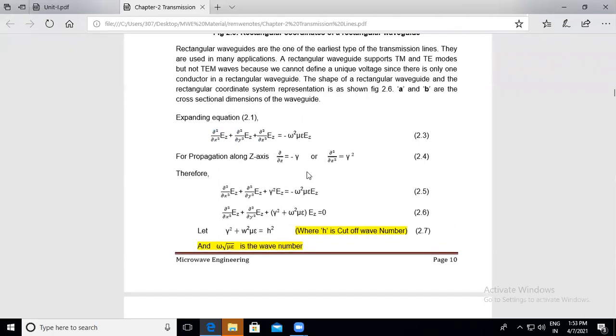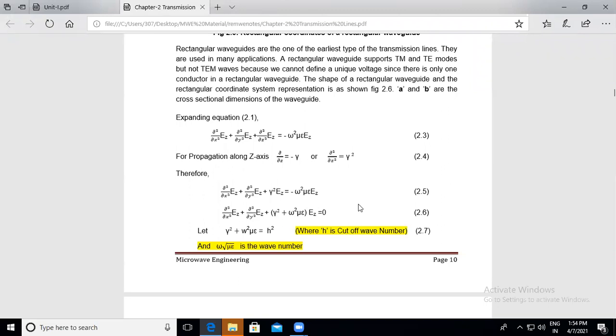Now, since the wave propagates along the Z axis, dou by dou z is equal to minus gamma, and its square gives gamma square. Replacing the term here and simplifying, we get this expression. Here you can notice that taking Ez as common and moving it to the left hand side, this particular expression is replaced by h, and h square is the cutoff wave number.